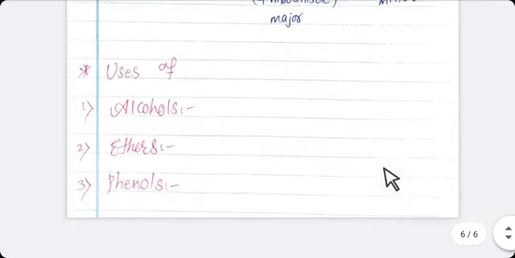The next topic from this chapter is uses. First, we are going to study the uses of alcohol. Here, two uses are there. One is for methyl alcohol and another is for ethyl alcohol. Methyl alcohol is used as a solvent for paint varnishes, and ethyl alcohol is used as an anti-freezing agent in automobile radiators. It is also used as a solvent.